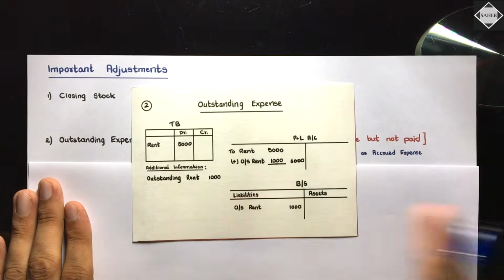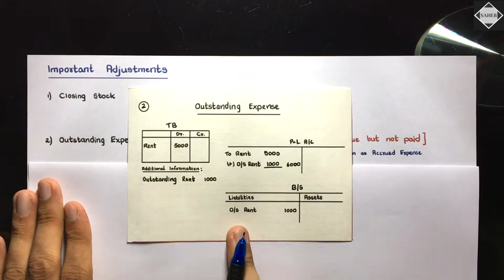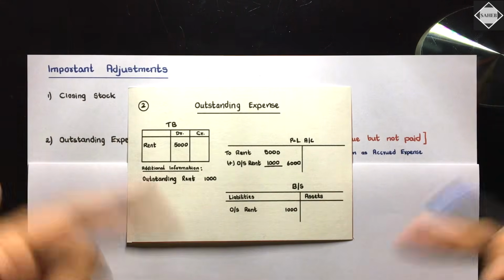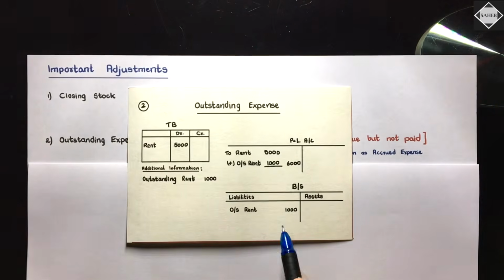Easy. Then in the balance sheet we have to recognize that we have to pay rent. In the next accounting period we'll pay that, but right now at the year end we have to recognize a liability. We have to pay rent, outstanding rent, a current liability of 1,000 will be recognized. Simple, easy.